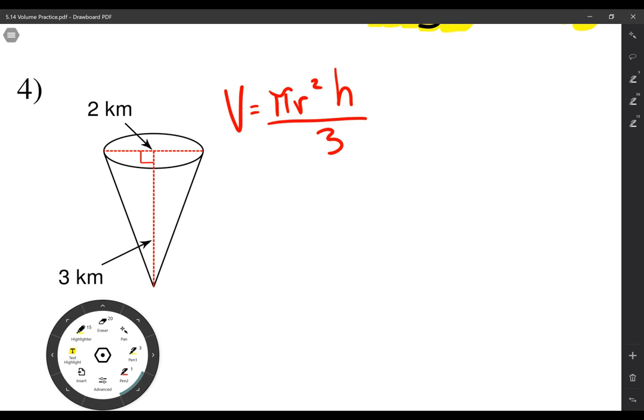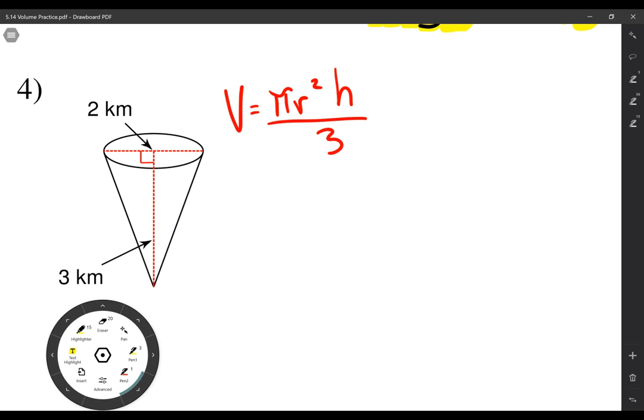So to work with a cone and find its volume, similar to the cylinder, except it's 1/3 of a cylinder if you have the same base and height. So what I mean by that, this formula that I have in red, is the formula for the volume of a cone.